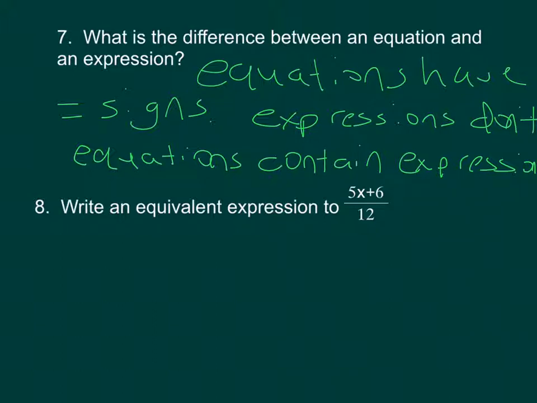And then finally, write an equivalent expression to 5x plus 6 divided by 12. Essentially what we're going to do is break this expression down into two, knowing that both the 5x and the 6 are divided by 12. We could break it down to 5x over 12 plus 6 over 12. That means the same thing. We could also reduce this to 5x over 12 plus 6 divided by 12 is 1/2.